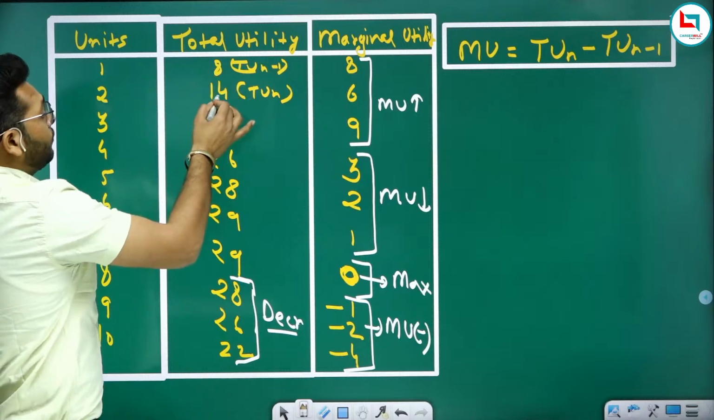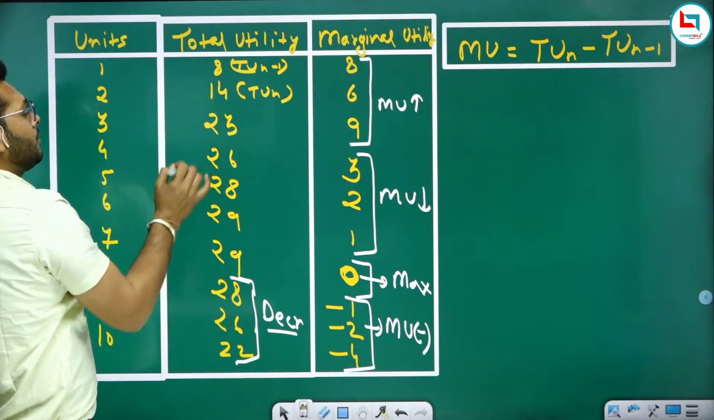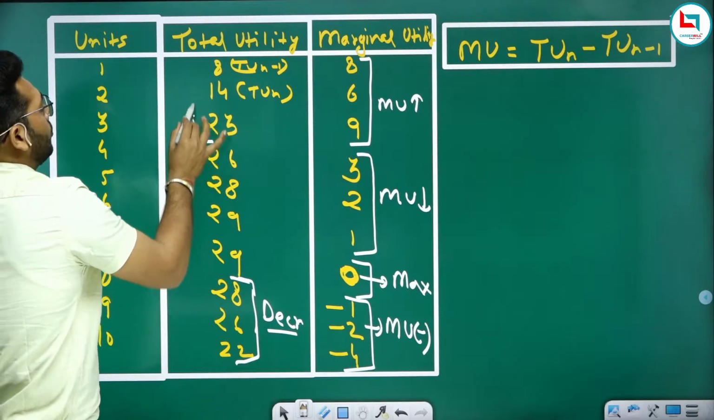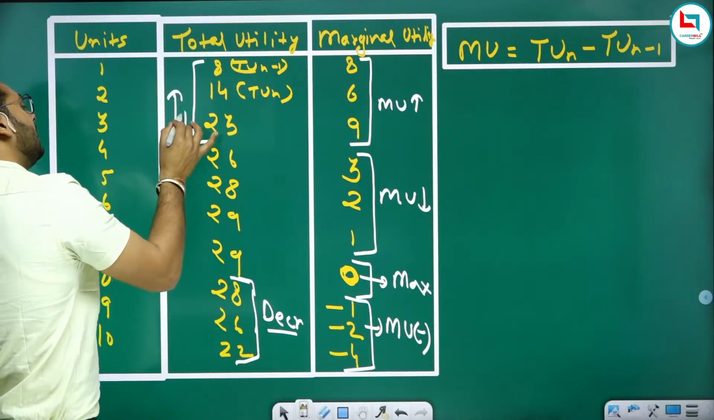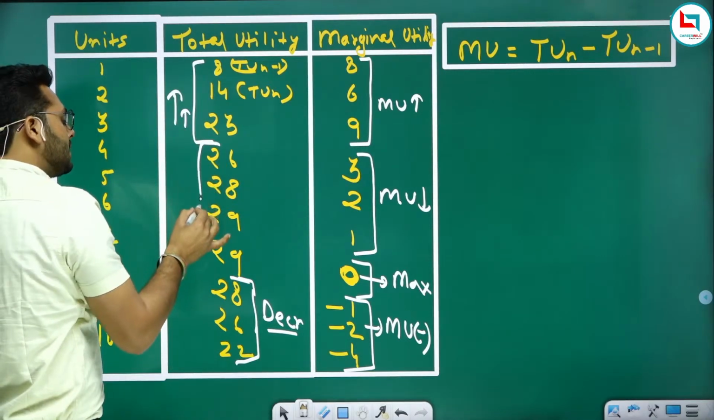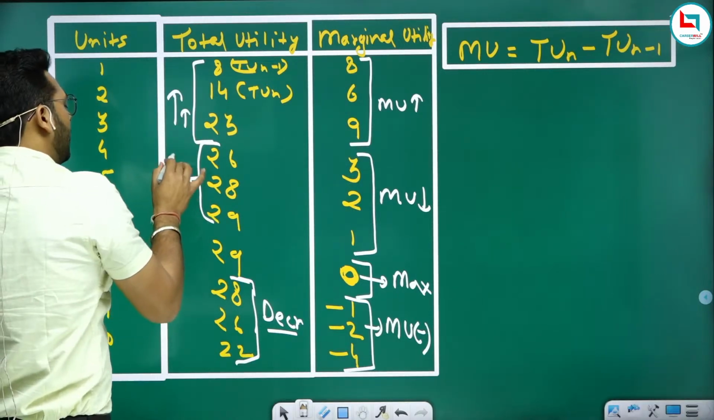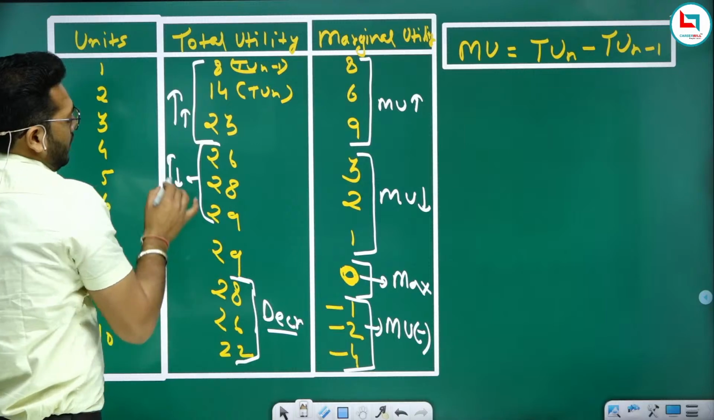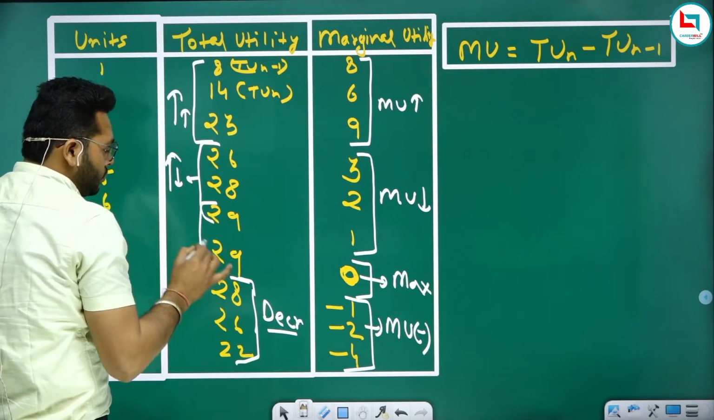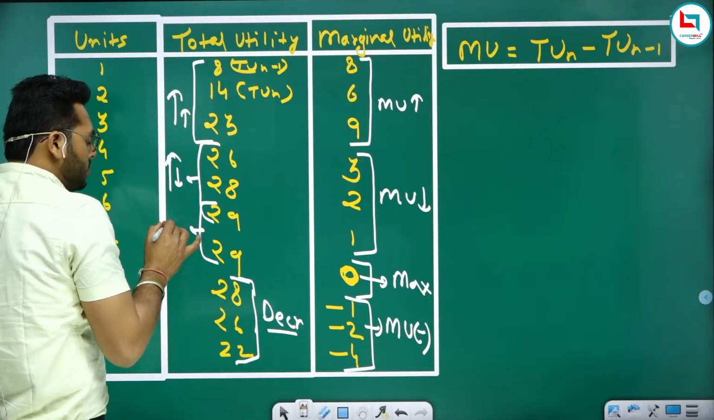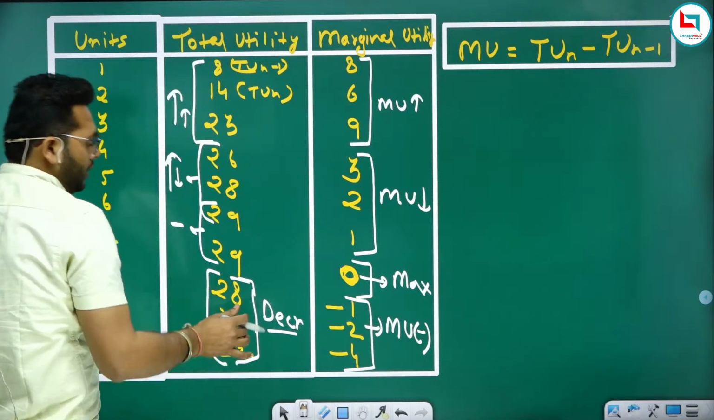So 8, 14, 14, 23, 23, 26, increase. So it means what? At some level, your TU increases at increasing rate, and again your TU is increasing, still increasing but at decreasing rate. But after this situation, your TU becomes constant. Then after that your TU goes on decreasing.